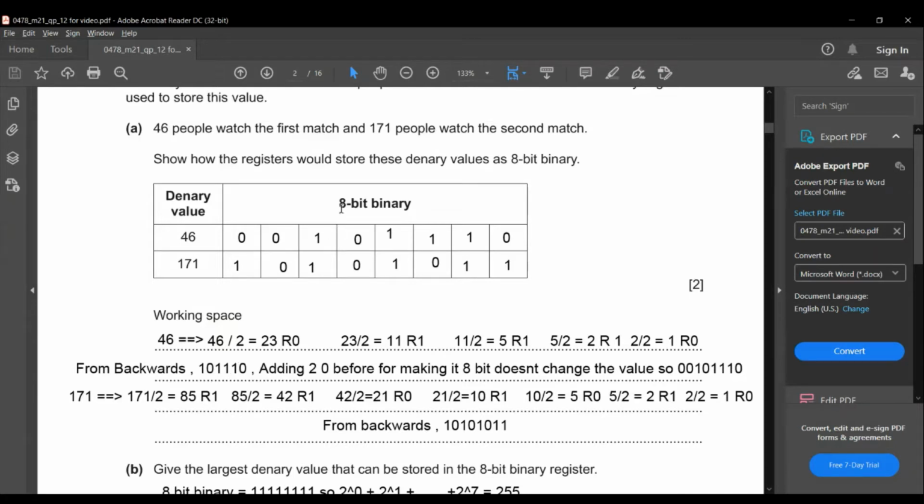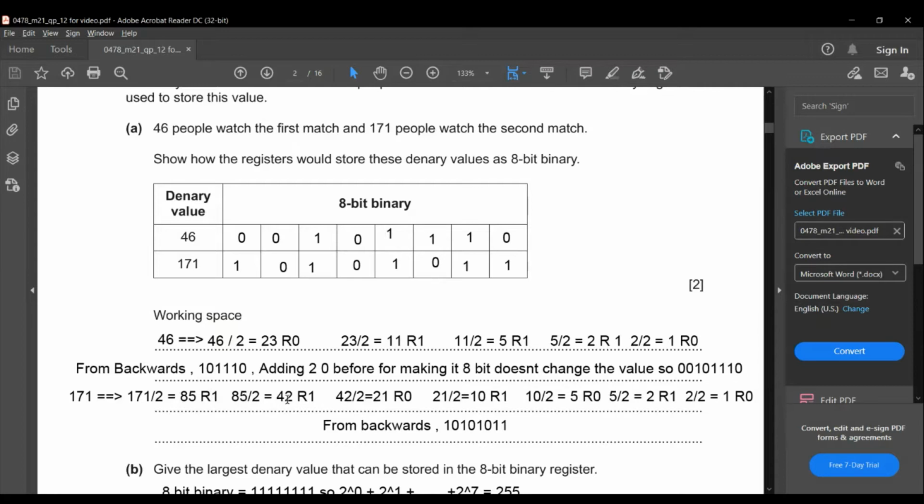But we have to represent it in 8-bit binary. So we are adding 2 zeros in front of this value. But this doesn't change the value of this binary. The next value is 171. Same method. 171 divided by 2 will give you 85 with remainder 1.